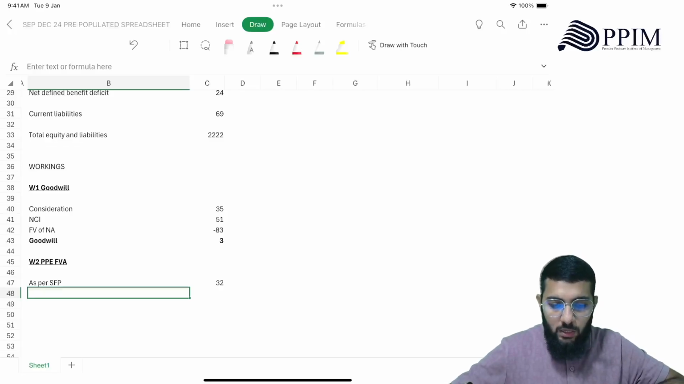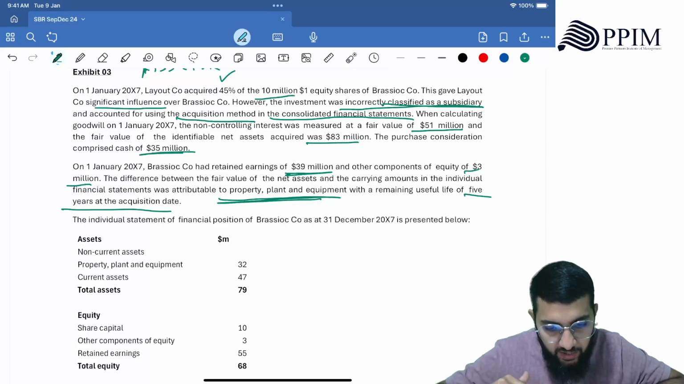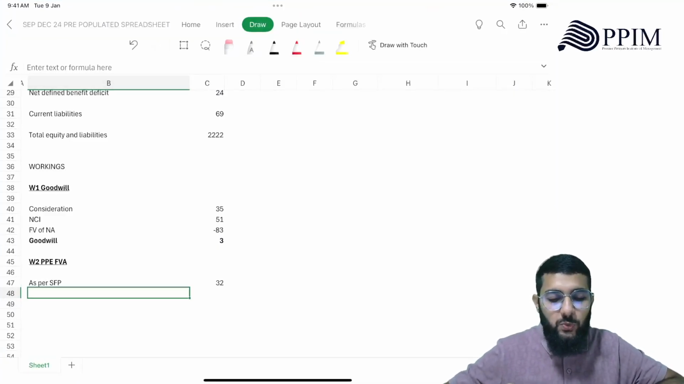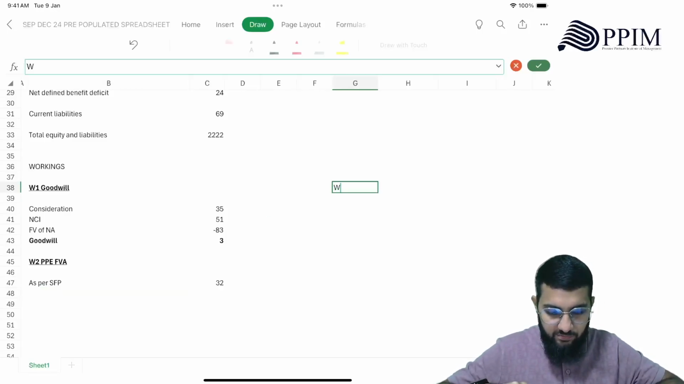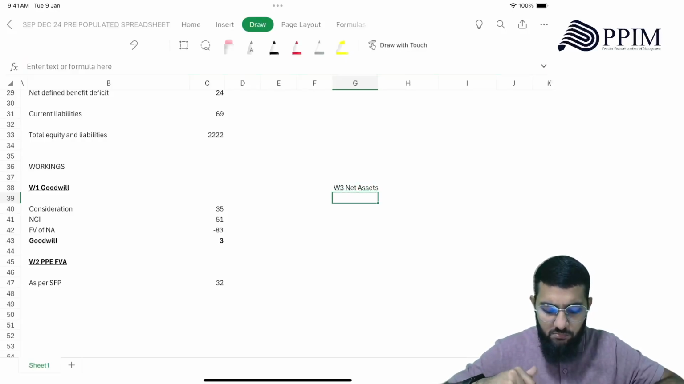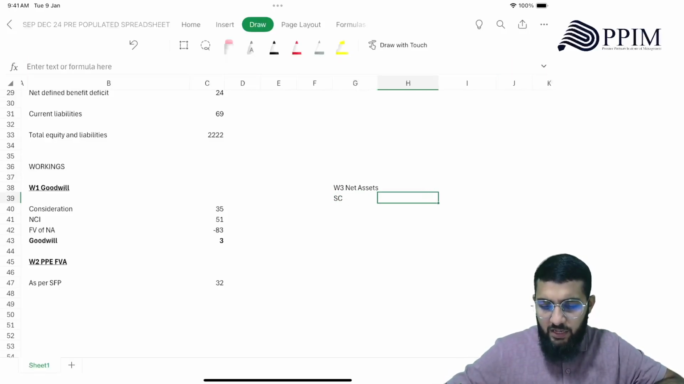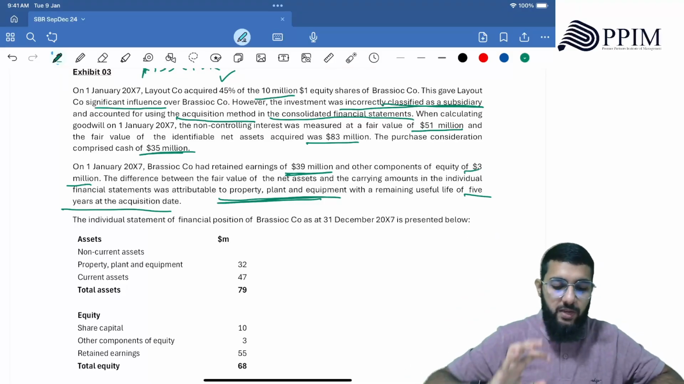Okay? And then, what is the uplift? How do we know the uplift? The uplift is going to be the difference between the identifiable net assets, which is 83 million, minus the other components of equity. Right? So net assets. We do another working here. Still working 3. Net assets. Okay. Share capital remains the same in the individual financial statement. There is no adjustment there. Since they've done the subsidiary adjustment, share capital will remain the same.